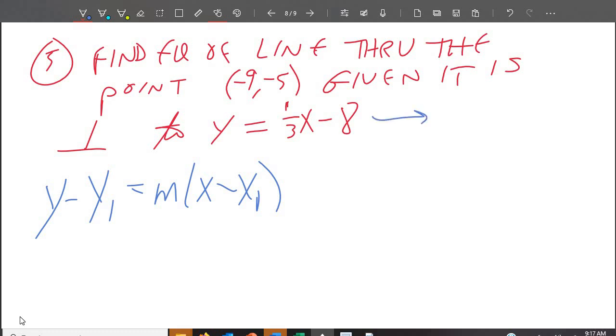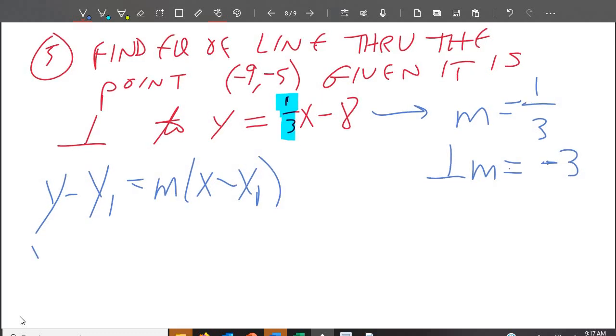Okay, so let's pick out the slope from this given line. The slope is 1/3. I'm given that based on that line. But I want the perpendicular slope, which would be -3. Now let's plug the numbers in. Both those numbers are negatives in the point, so these are all going to be plus signs.